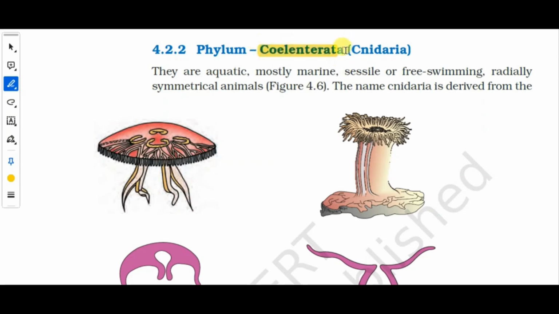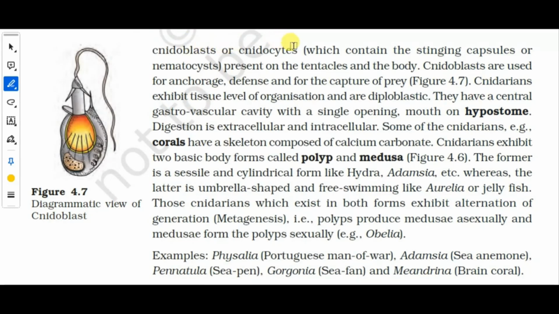Phylum Coelenterata, also known as Cnidaria. They are aquatic, mostly marine, sessile or free swimming, radially symmetrical animals. The name Cnidaria is derived from the cnidoblasts or cnidocytes, which contain the stinging capsules or nematocysts present on the tentacles and the body. Cnidoblasts are used for anchorage, defense, and for the capture of prey.